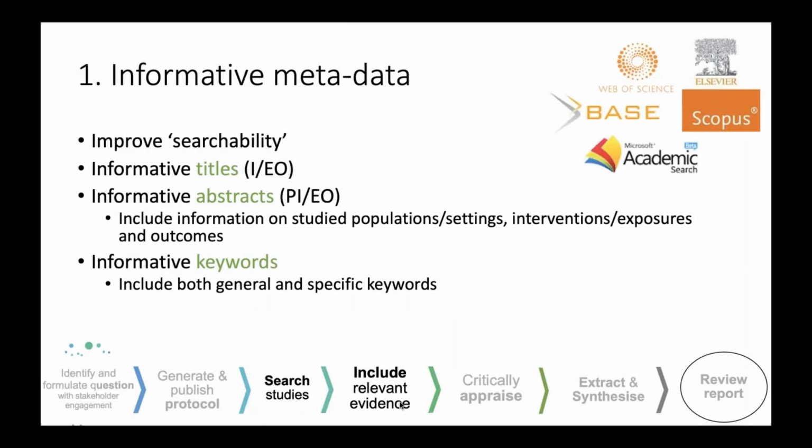So first of all, I would recommend thinking about searchability, so improving the way primary researchers write titles, abstracts, and keywords, because these are the three areas that we usually use to do our searches. The more informative the titles, abstracts, and keywords, the easier it is to find such research. So there should be information on the studied population, settings, intervention, exposures, and outcomes clearly spelled out in the abstracts. And when you write keywords, think about including both general and specific keywords.